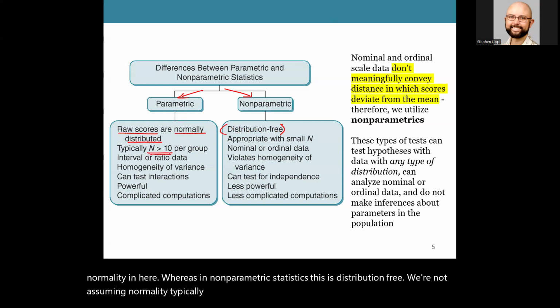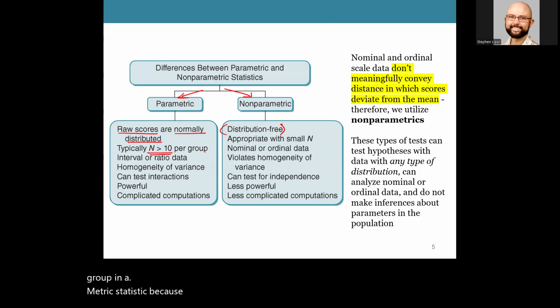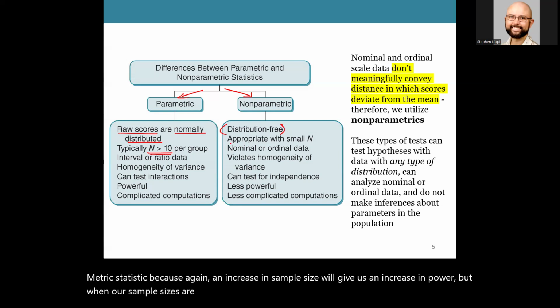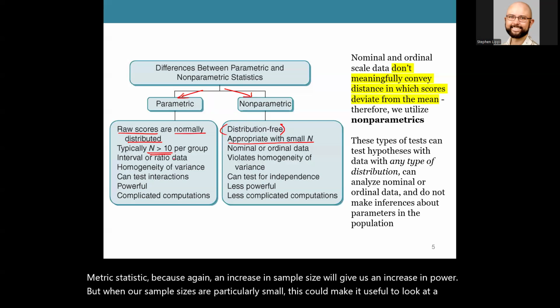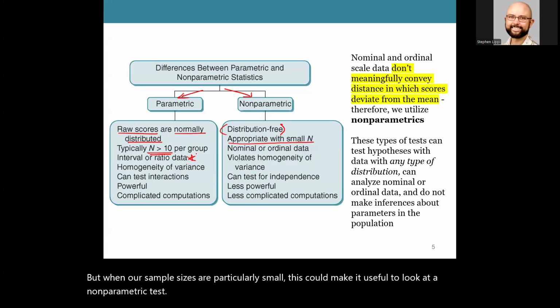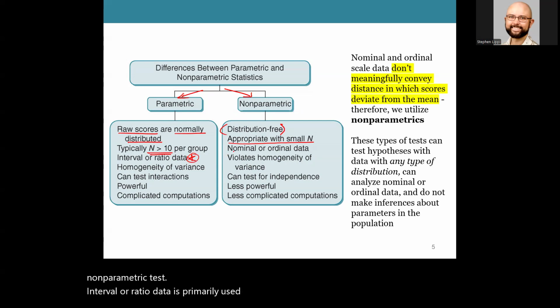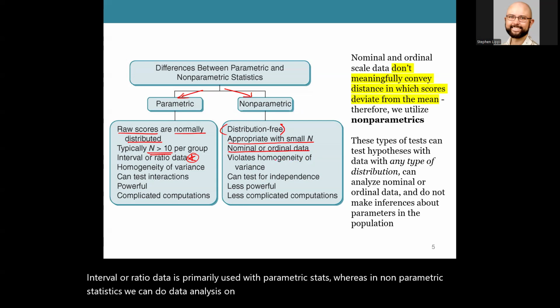Typically, we want a decent sample size. Usually, we want at least 10 per group in a parametric statistic because, again, an increase in sample size will give us an increase in power. But when our sample sizes are particularly small, this could make it useful to look at a non-parametric test. Interval or ratio data is primarily used with parametric stats, whereas in non-parametric statistics, we can do data analysis on nominal or ordinal data. In parametric stats, we like to test the assumption of homogeneity of variance.